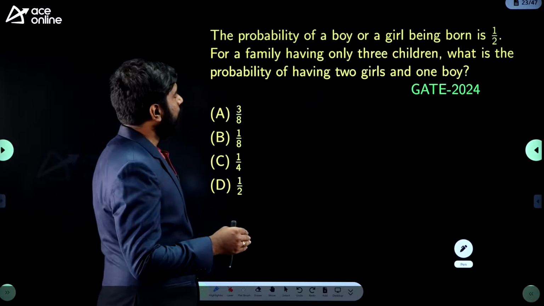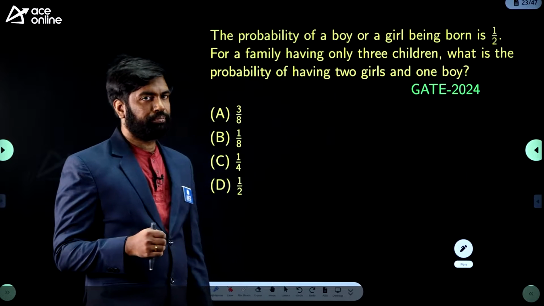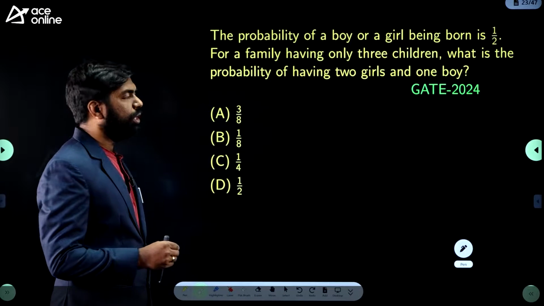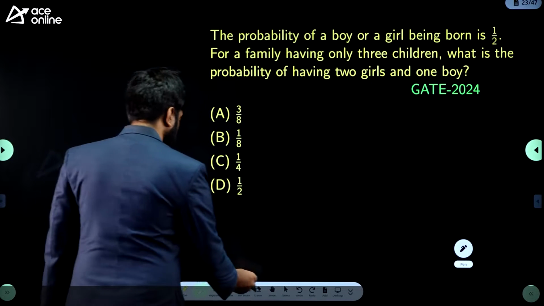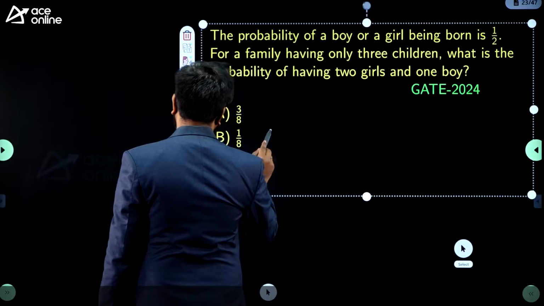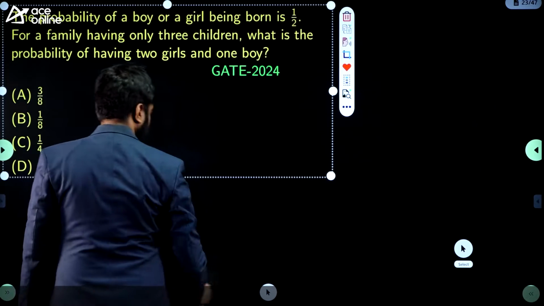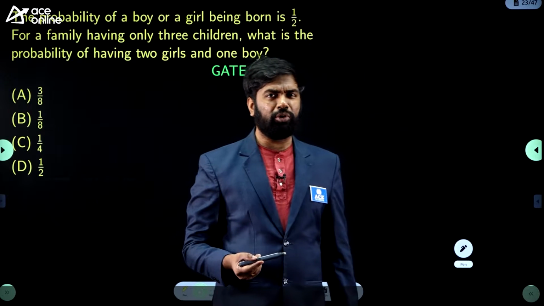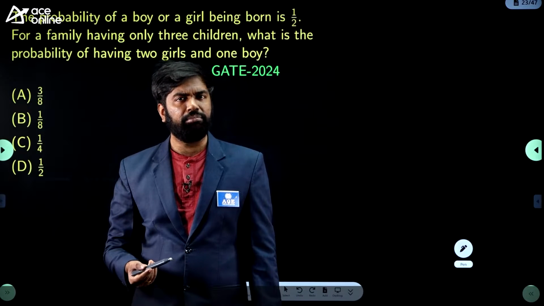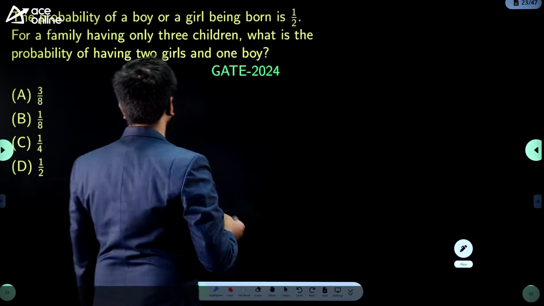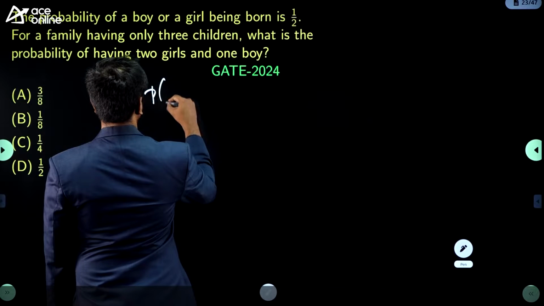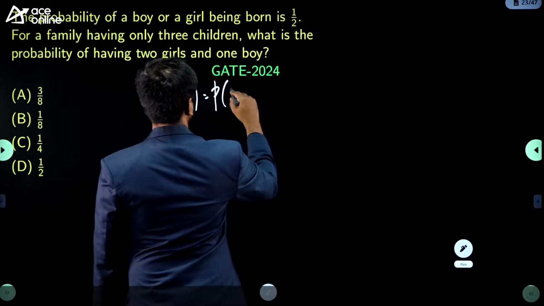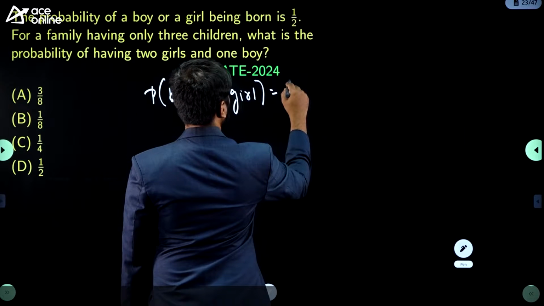The probability of a boy or a girl being born is 1 by 2. For a family having only 3 children, what is the probability of having 2 girls and 1 boy? That is the question. After reading this question, what do you feel? Do you feel like this is related to a binomial random variable? Here the experiment has only 2 possible outcomes, namely a boy or a girl. They also mentioned that the probability of a boy is equal to the probability of a girl, which is obviously 1 by 2.